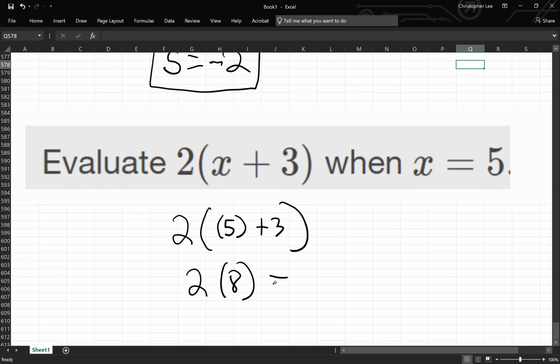You know, I don't have my calculator. What's 2 times 8? 16. That's the whole answer right there. Any questions on this? We good with plugging in? All right, cool.